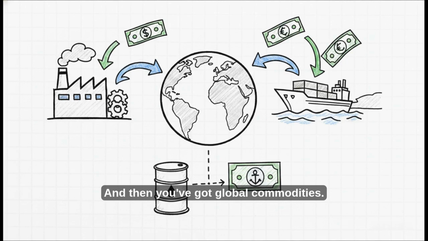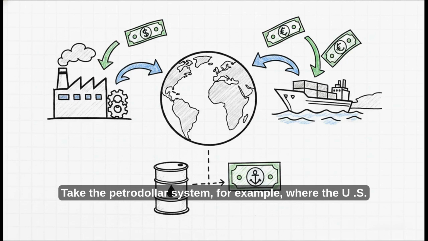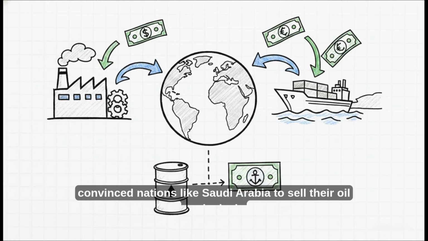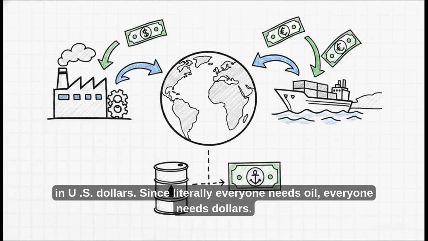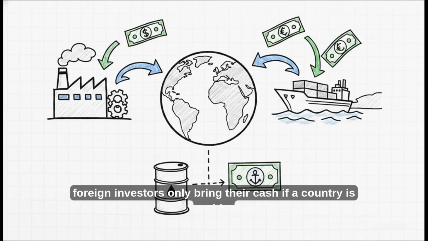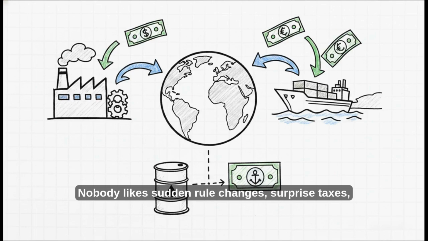And then you've got global commodities. Take the petrodollar system, for example, where the U.S. convinced nations like Saudi Arabia to sell their oil exclusively in U.S. dollars. Since literally everyone needs oil, everyone needs dollars. But keep in mind, foreign investors only bring their cash if a country is stable. Nobody likes sudden rule changes, surprise taxes, or massive protests disrupting their factories.